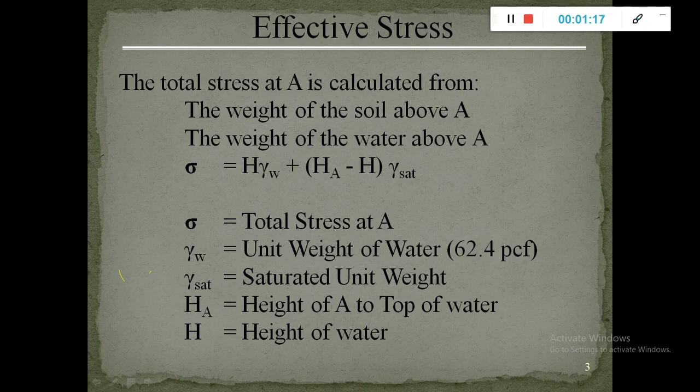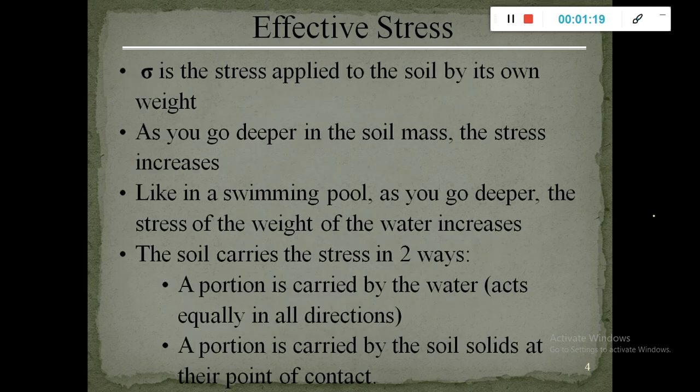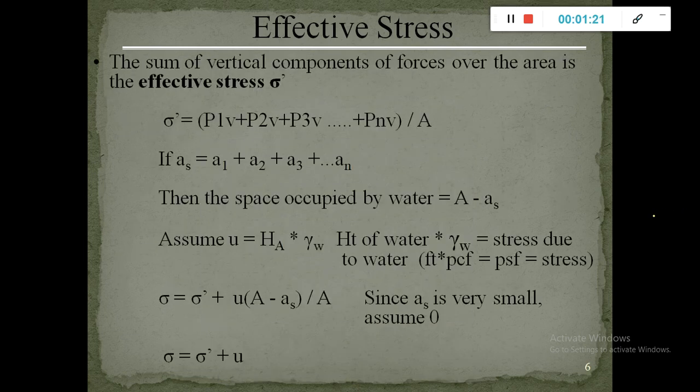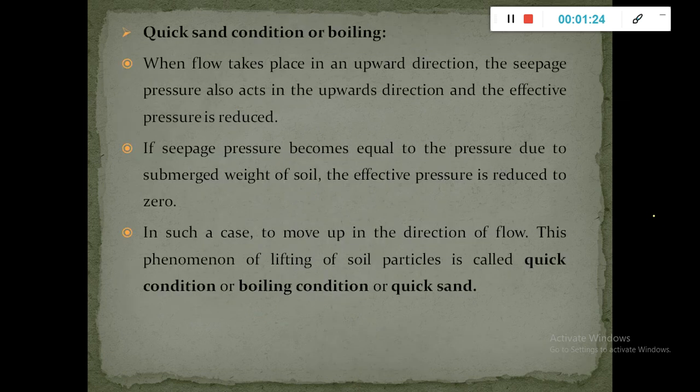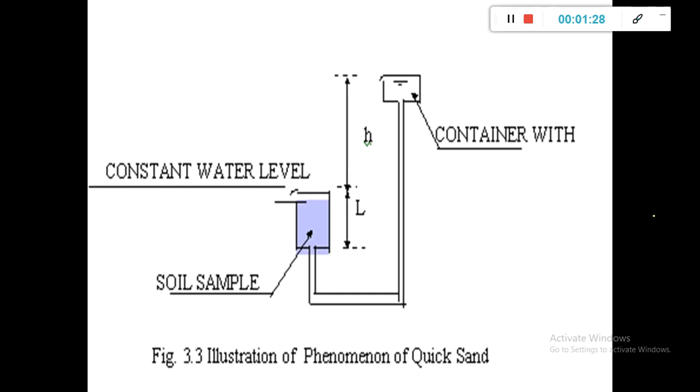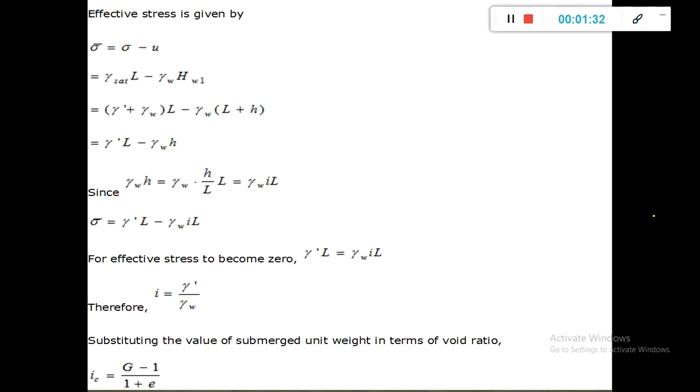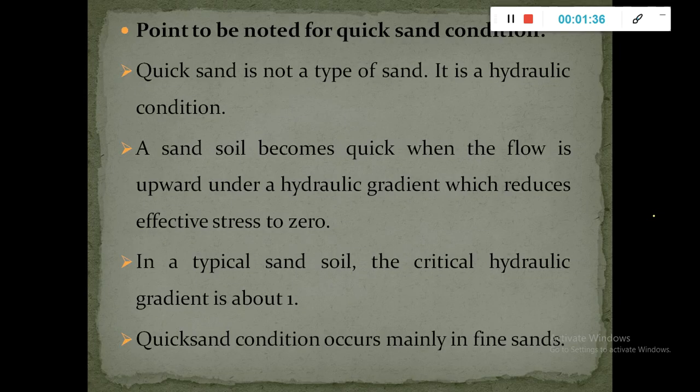So here we'll try to discuss these effective stress slides, and we also discuss the quicksand condition and boiling. Then we also discuss the quicksand derivation, that is (G minus 1) divided by (1 plus e), which is the critical gradient. This formula is important. Then we also say that quicksand is not a type of sand.